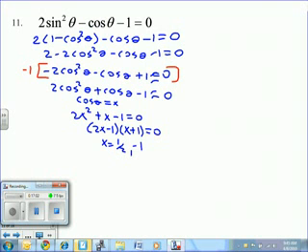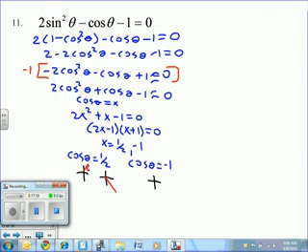Okay, so we now have cosine theta equals 1/2 and cosine theta equals -1. So where is cosine positive? The right side, so 1 and 4. And where does it equal 1/2? 60. That's our reference angle. Okay, and then where's cosine -1? 180. So you've got theta equals 60, 300, and 180 degrees.